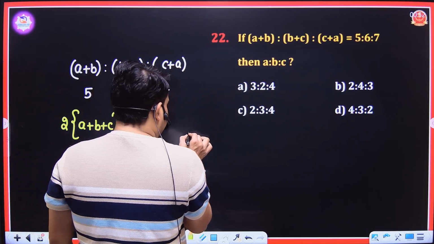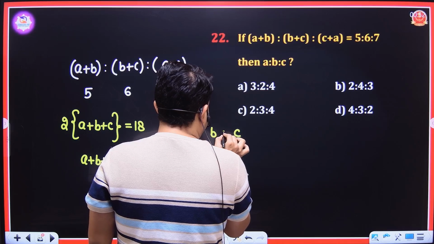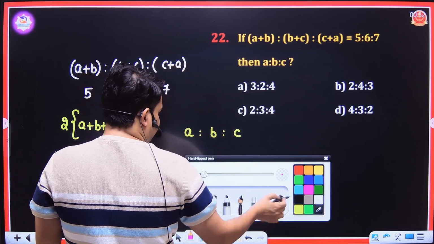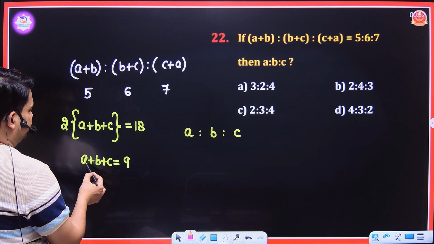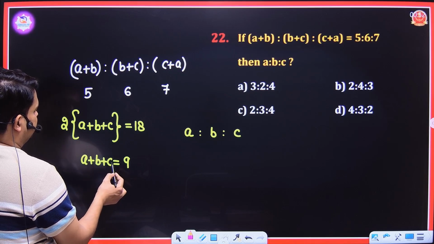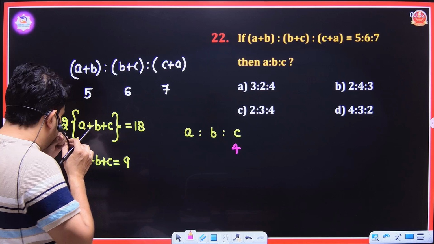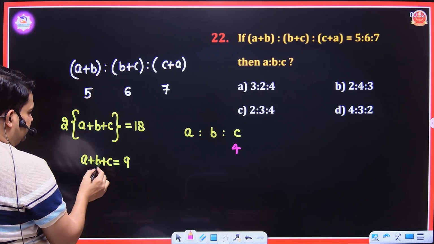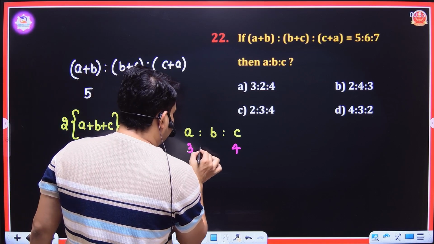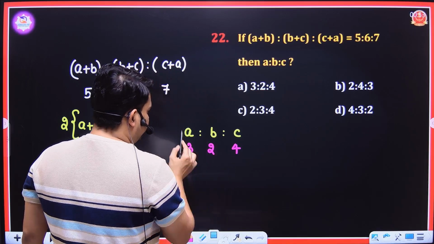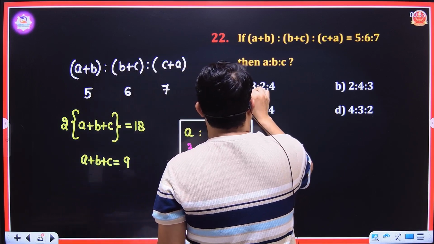If you add each of the terms of this option, it will be equal to 9. And we have to write a ratio b ratio c. We will use the best method to write. See, a plus b is 5, then c is 4, because 5 plus 4 is 9. b plus c is 6, then a is 3. 4 plus 3 is 7, then this one will be 2. My answer will be 3, 2, 4, that is 3 ratio 2 ratio 4. Option A is the correct answer.